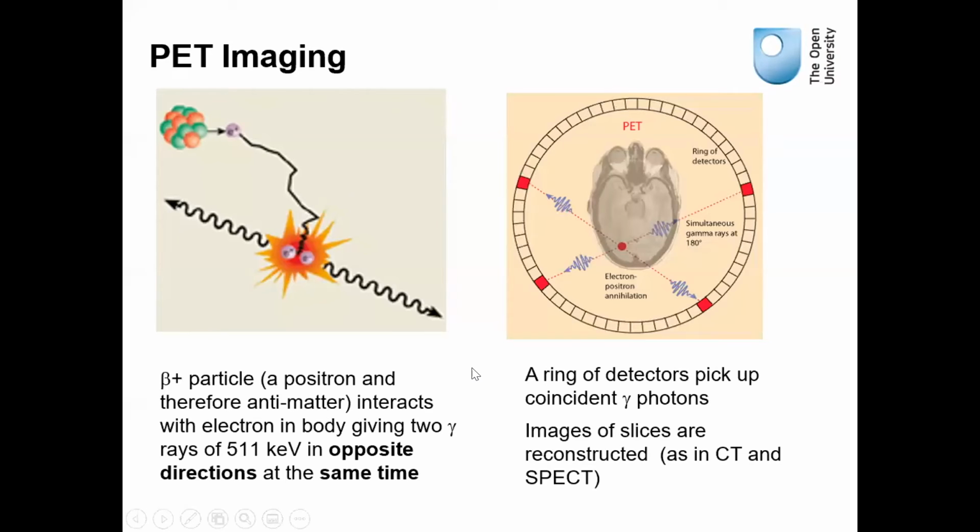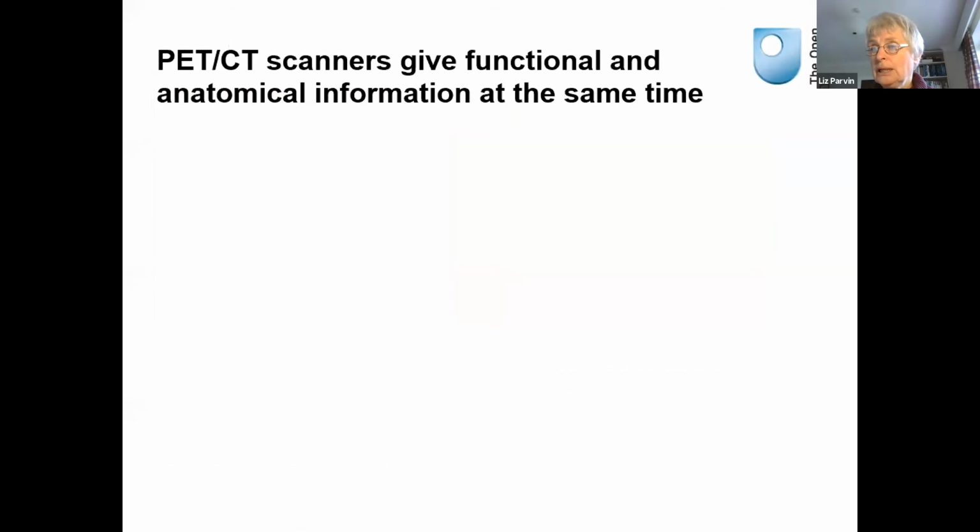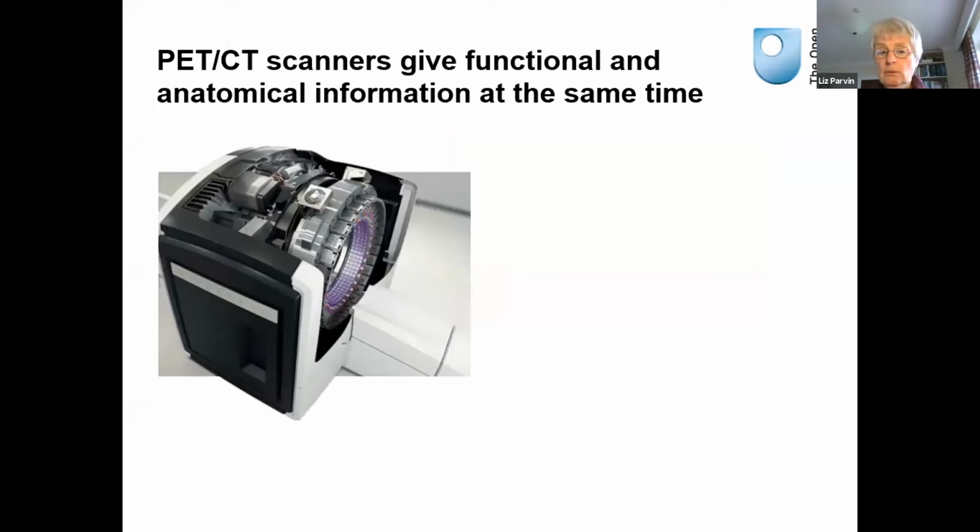The problem with radionuclide imaging, as I've said, is that the images are not very good. They're rather blurry. They tell you, they've got the hot spots, but they're a bit blurry. So the best thing to do is actually to combine it with a CT scanner. And you won't be able to go out now and buy a PET scanner. You only will be able to go out and buy a combined PET CT scanner.